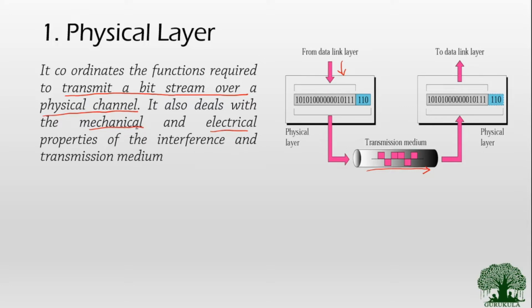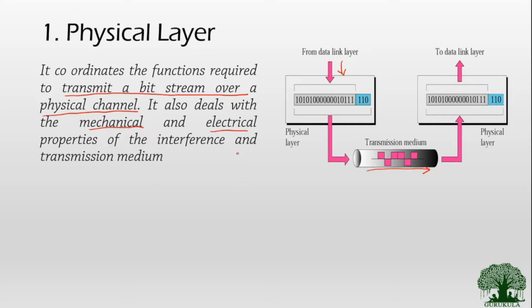The mechanical properties relate to what kind of port I am using. Am I using an Ethernet port, so that my messages should take the electrical form? Am I using a fiber optic cable, so that my messages should take an optical form? Am I using a wireless connection, so that my messages should take the EM wave, meaning the radio wave format? It also takes the electrical properties of the interface that is required, whether it is 5 volt or 12 volt, depending upon the system and the requirement.